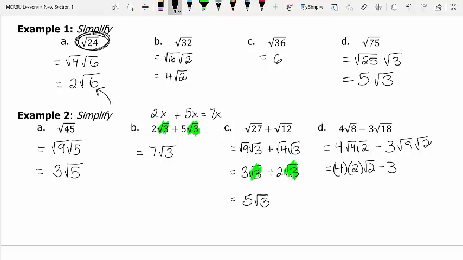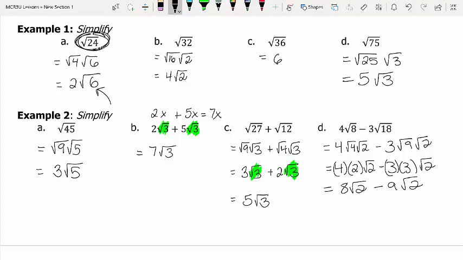Root 9 is equal to 3. Now let's simplify by multiplying our numerical coefficients. So 4 times 2 is 8. Root 2 is still there. 3 times 3 is 9, and again that root 2 is still there.